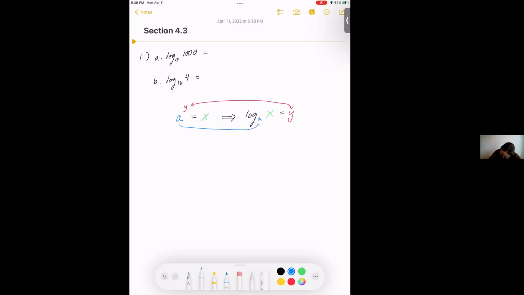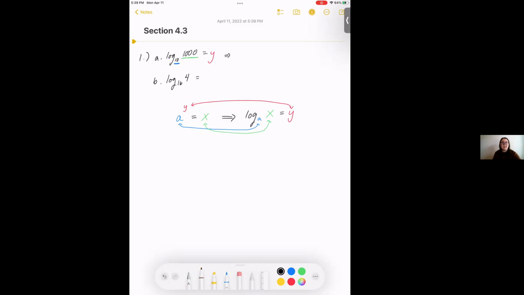These numbers get replaced, and these numbers get replaced. So they all get kind of flipped around and switched. For our example, for part A, we have log base 10 of 1,000. So 10 is going to be our base, and 1,000 is our result. And we don't know what this is equal to. Technically, we're really saying that this is equal to y, but we don't know what y is yet.